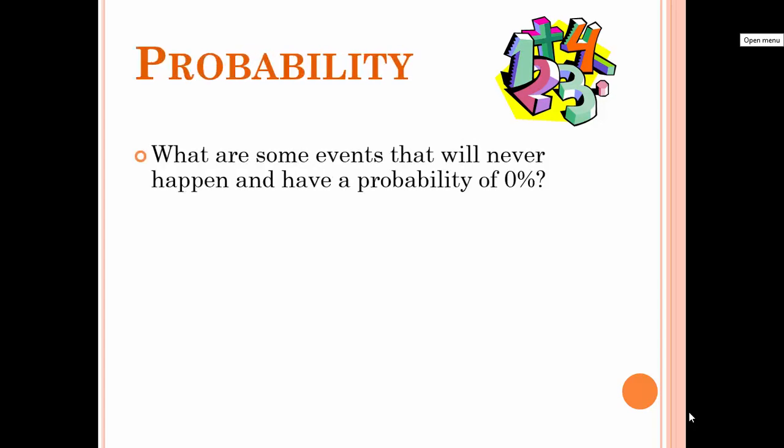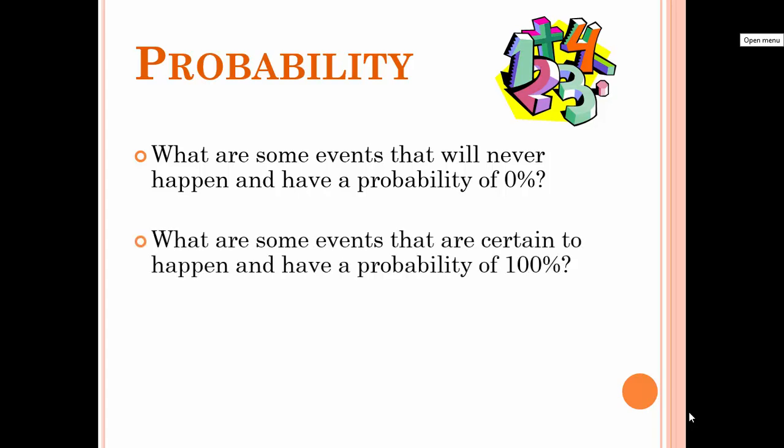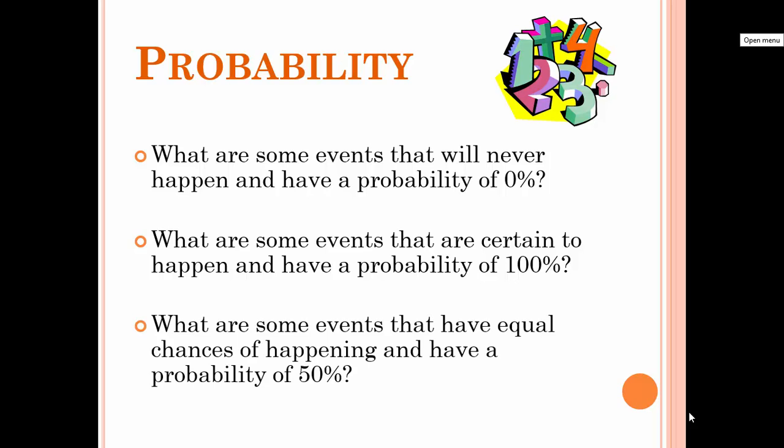So what are some of the events that will never happen, and therefore have a probability of 0%? What are some events that are certain to happen and will have a probability of 100%? And what are some events that have equal chances of happening and have a probability of 50%? These are all questions we want to remind ourselves of as we continue through the problem set for stations 1 and 2.